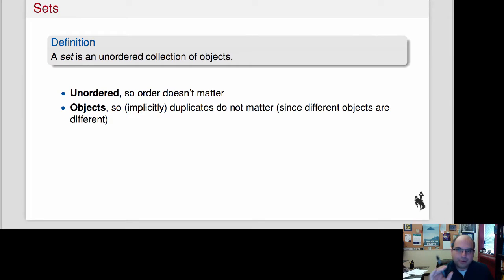And it's a collection of objects. What that means is that duplicates don't matter. Because if you have 2 of the same, 1 and 1, well, that's the same object. So it's actually no different than 1 and 1 and 1. They're all just the same object. So those are the fundamental things to know about sets. It is a collection of things. I don't care about the order. I don't care about the duplicates.